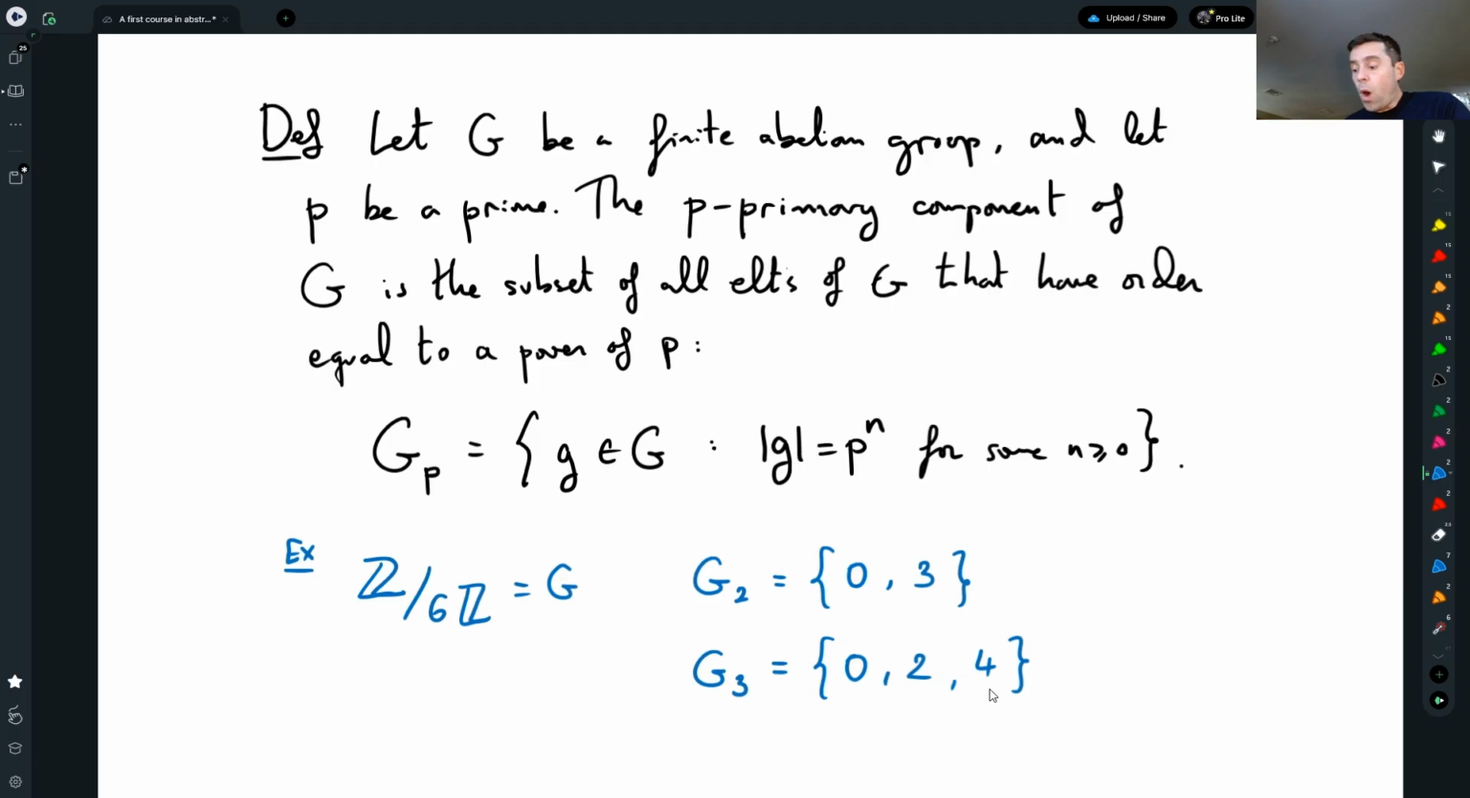So these elements form the 3 primary component. Note that 1 and 5 have order 6, so they are not in the 2 primary component or the 3 primary component. And by the way, if P is not 2 or 3, the P primary component is just 0. The only element in any of those other P primary components is just the identity. Okay, so let's prove that the P primary component is actually a subgroup of G.